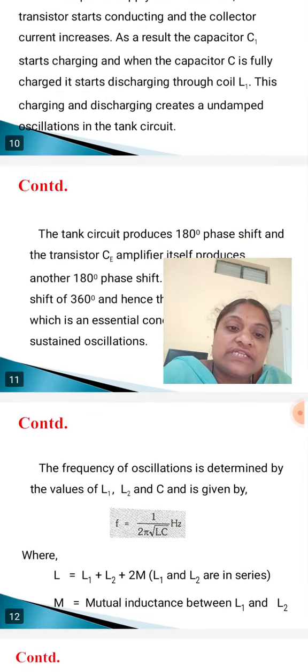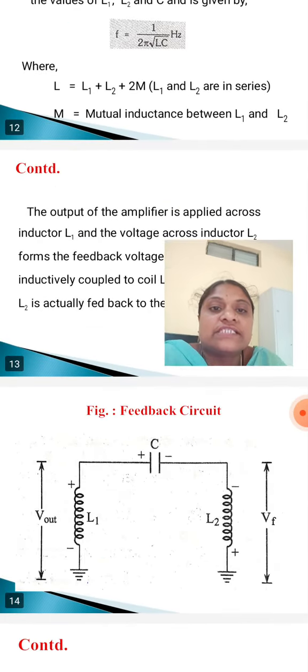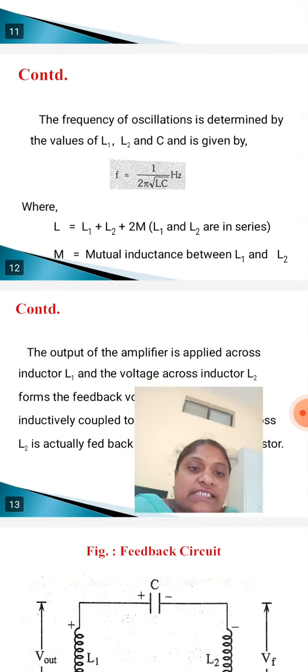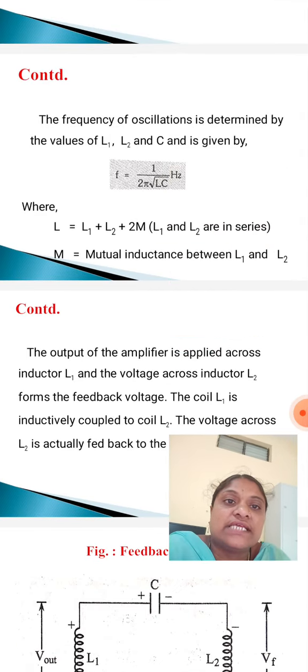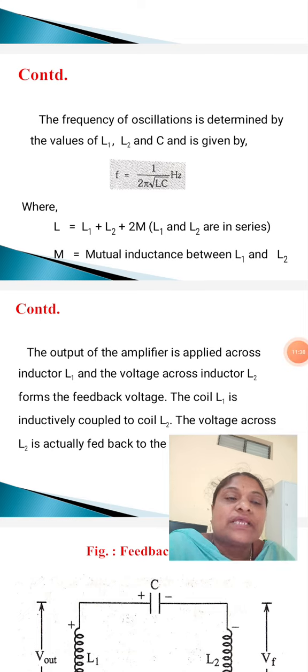Next, the frequency of oscillations is determined by the values of L1, L2 and C, and is given by F is equal to 1 by 2 pi root LC hertz.